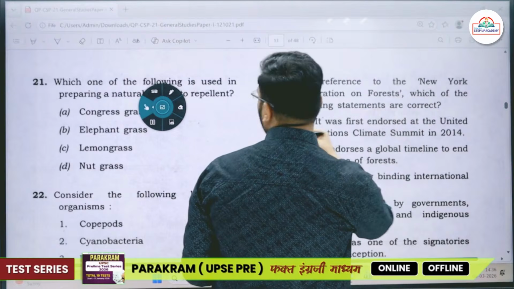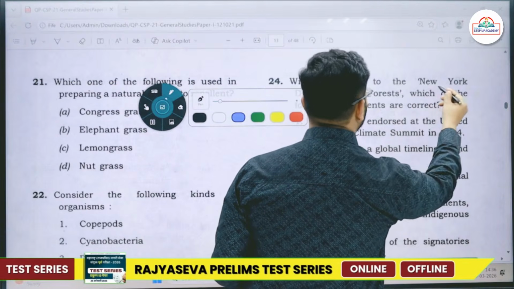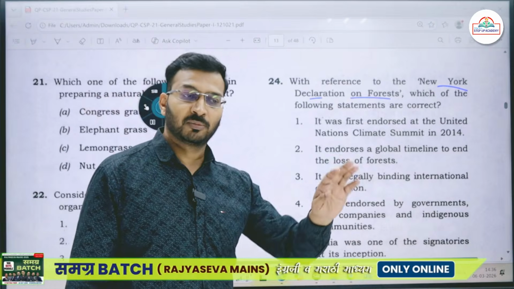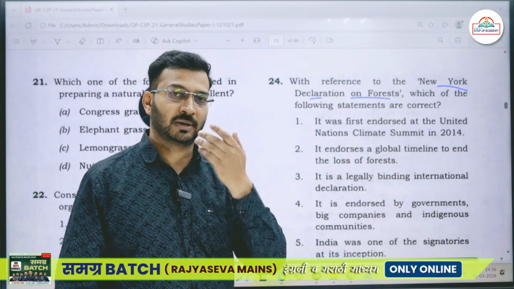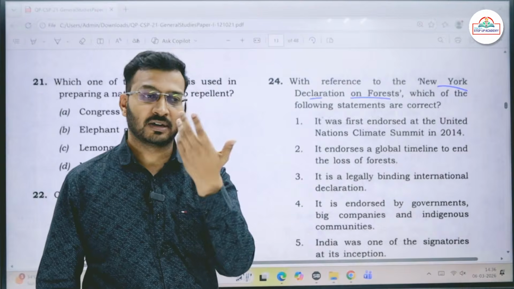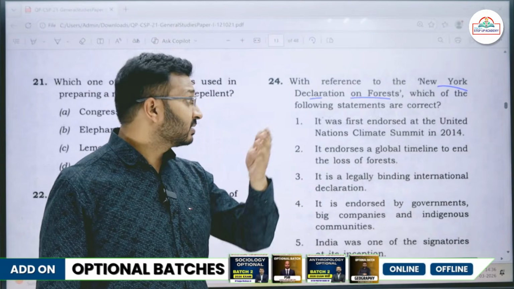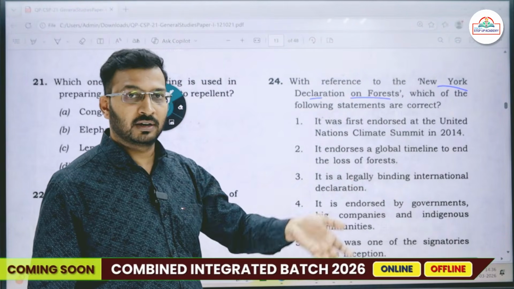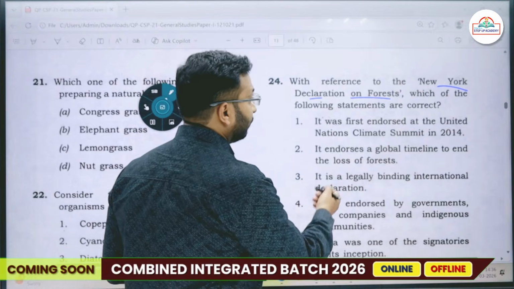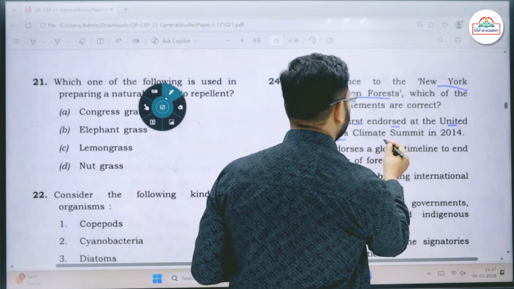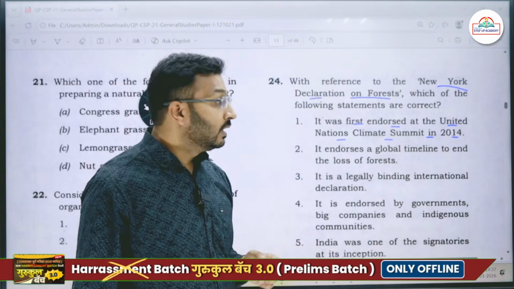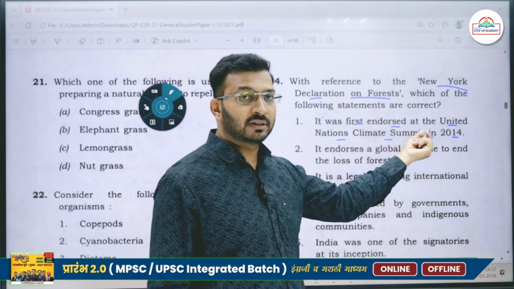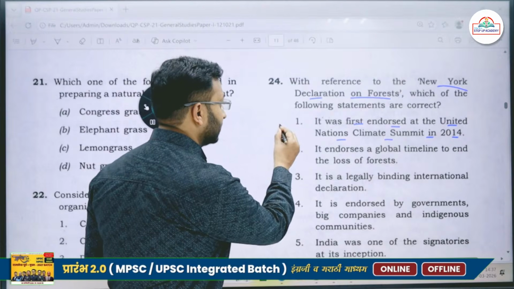With reference to the New York Declaration on Forest, which of the following statements are correct? Okay, so we have read n number of conventions and protocols. You would have read the Kigali Agreement, the Montreal Protocol, Cartagena, Nagoya, Stockholm, everything. But here what have they asked? They have asked the New York Declaration on Forest. Who knows, maybe in current affairs you would have seen it. Okay, it was first endorsed at the United Nations Climate Summit in 2014. Very factual statement. Very factual statement. If it is factual and you don't know, put a dash.